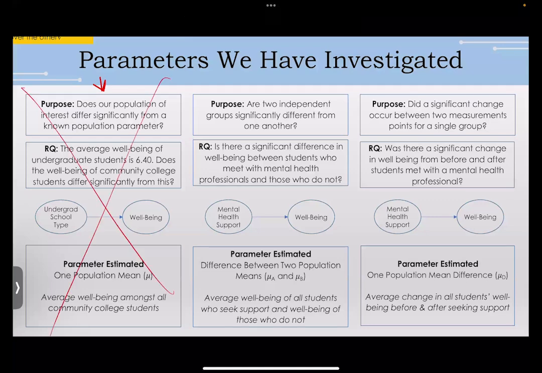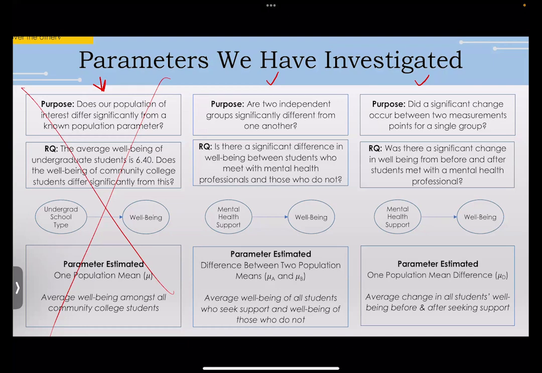What we've done post-midterm are these two. The first one is, are two independent groups significantly different from one another? So is there a significant difference in well-being between students who meet with a mental health counselor and those who do not? What we're estimating is the difference between two population means. We've got two parameters being estimated. The mean of population A, bless you, right? And the mean of population B.